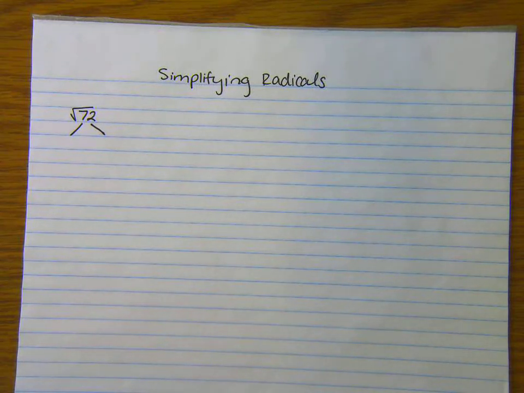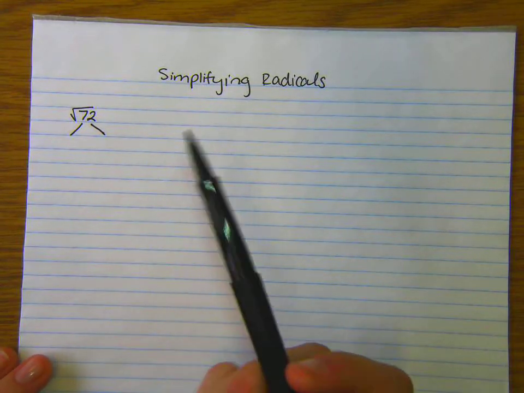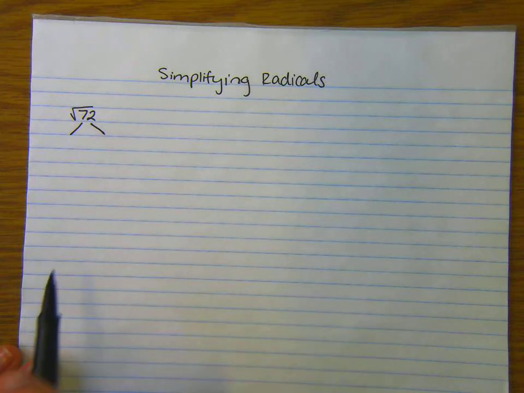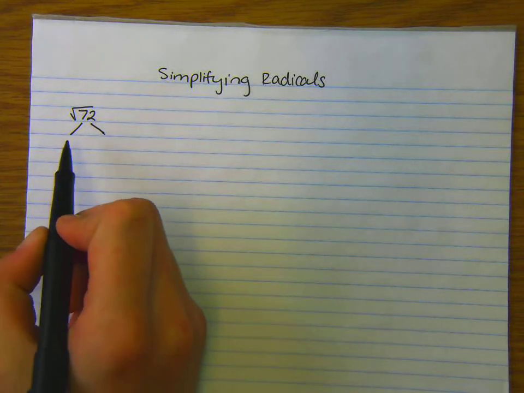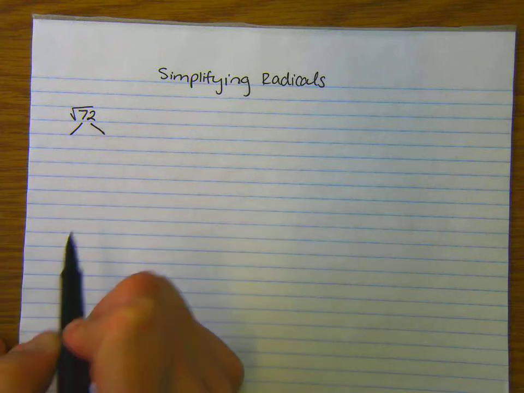In this video, we will be demonstrating how we want to simplify radicals. And a radical is a number underneath a square root. One method that we can do is to break this up into a tree. And so here we would call these two branches.